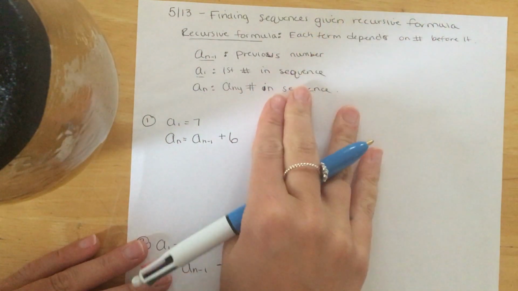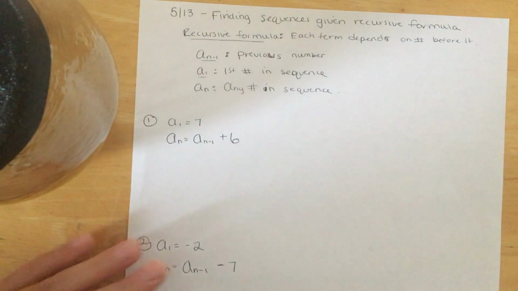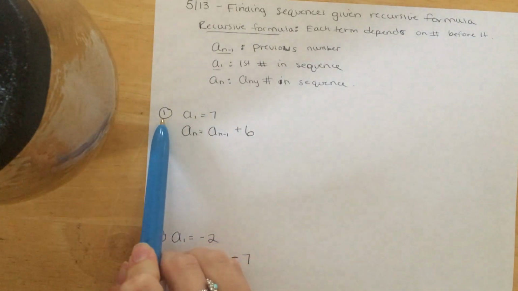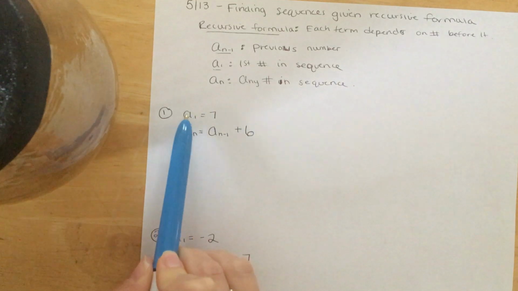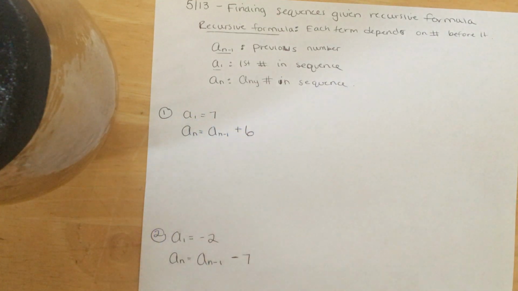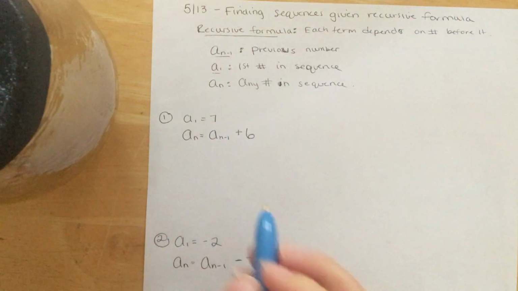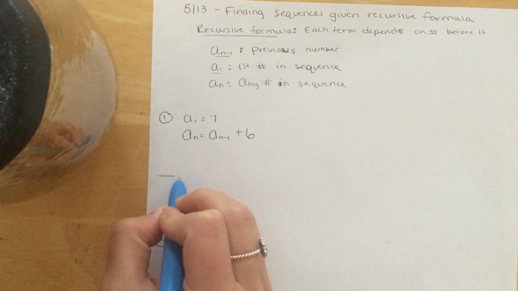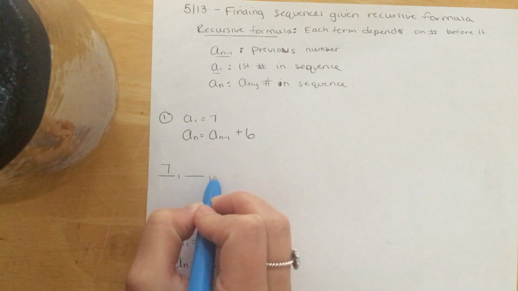All right, so we're going to refer back to this periodically. Question 1, you should know what this says. This says the first term in the sequence is 7. So automatically I like to say, okay, my first number of the sequence is 7. I have a couple more after that.